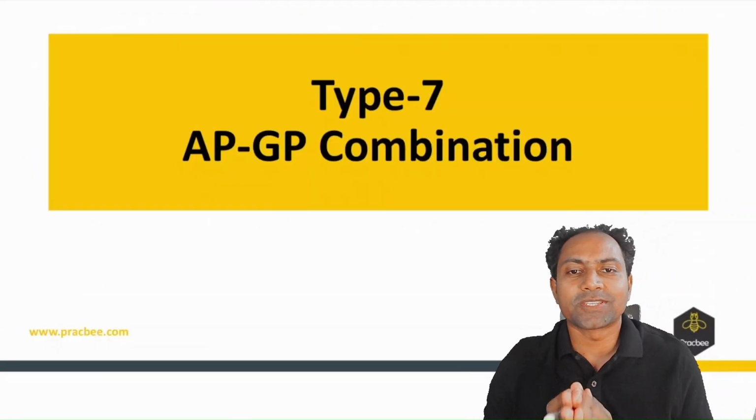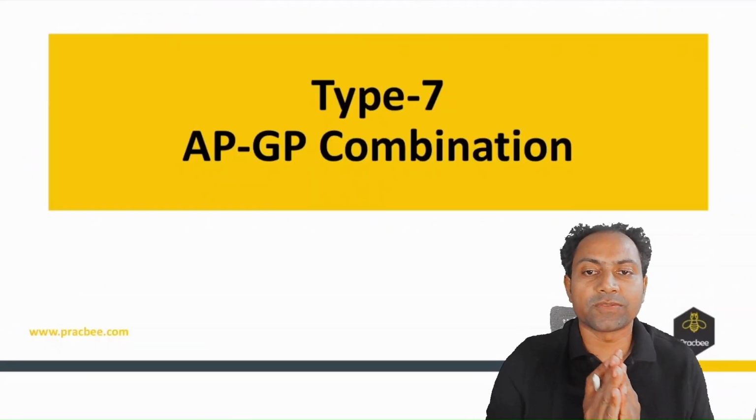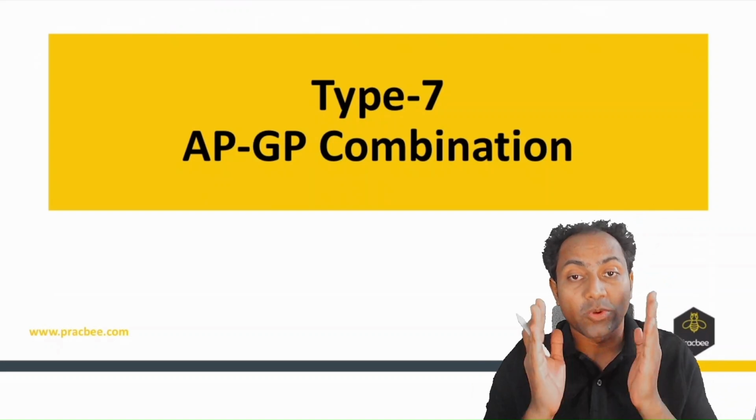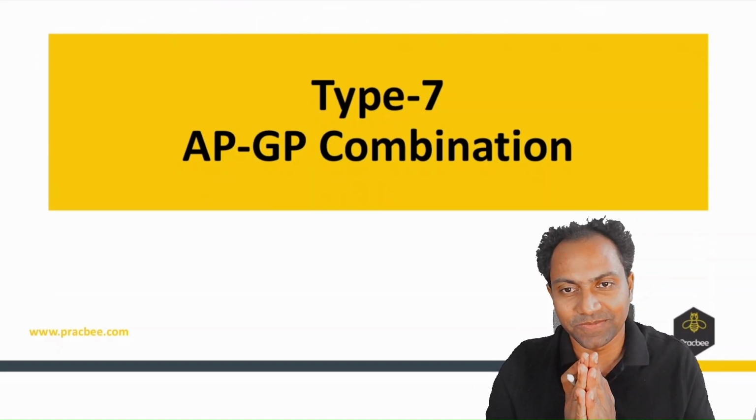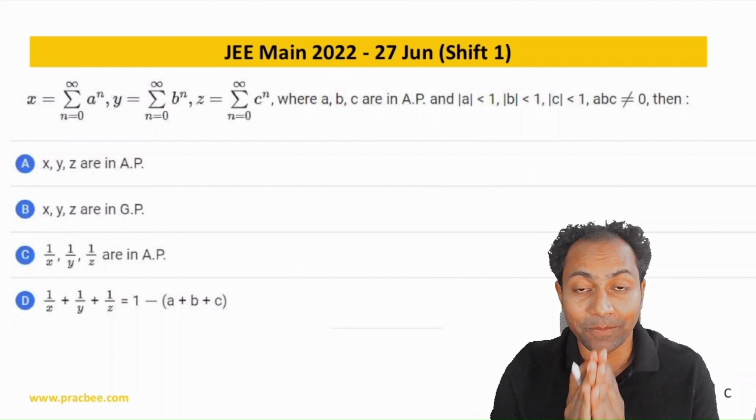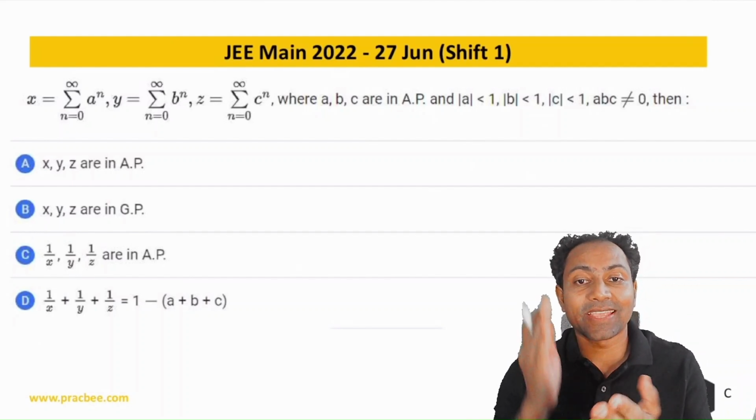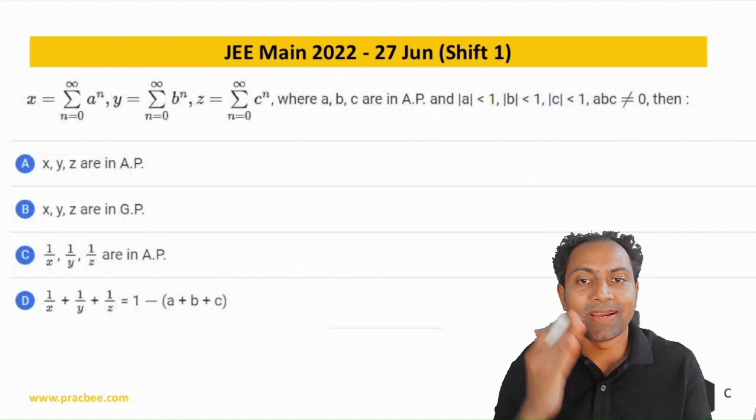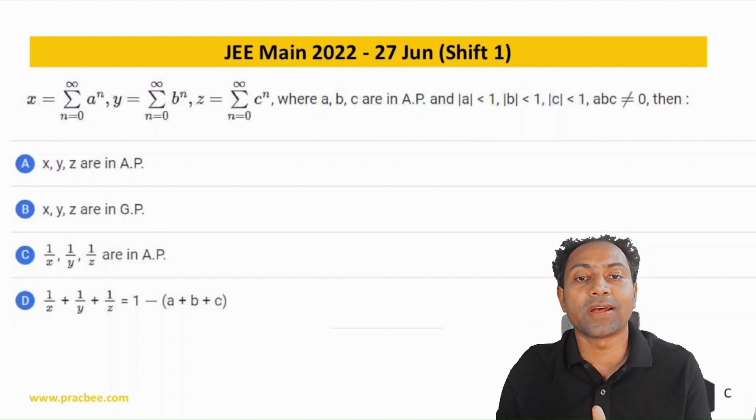Next, we are going to discuss a very special problem type that involves combining the concepts of AP and GP in one question. And let us start with it. Now, in this first problem, based on the combined AP and GP concept, you can see that we can get x, y, and z by directly applying the formula for infinite GP.